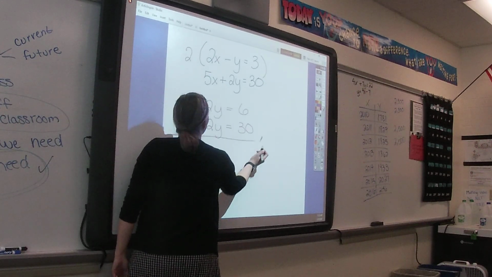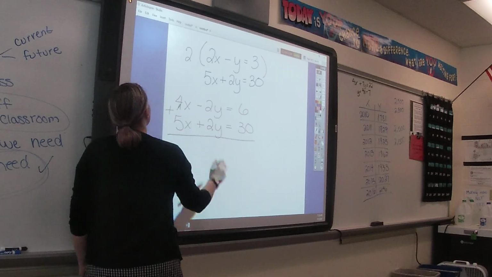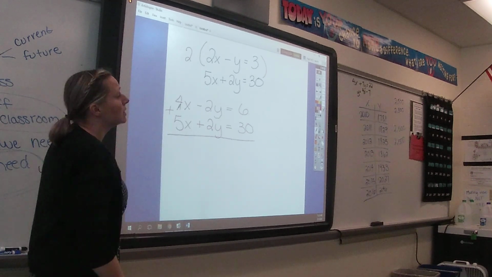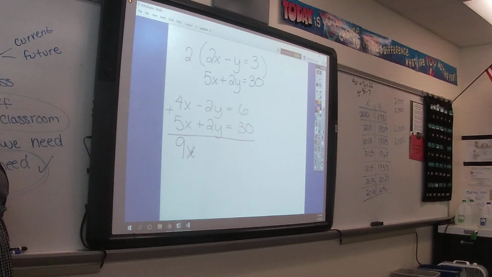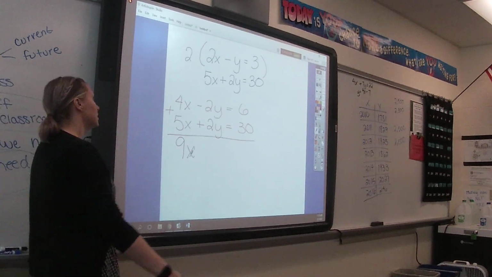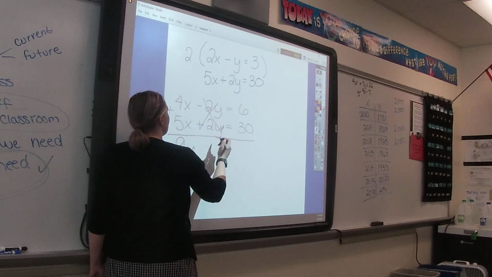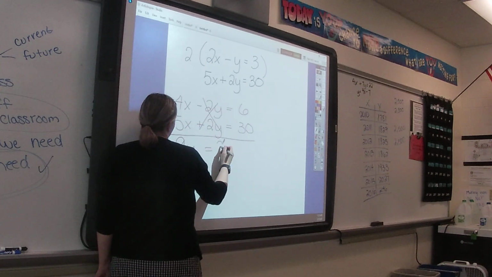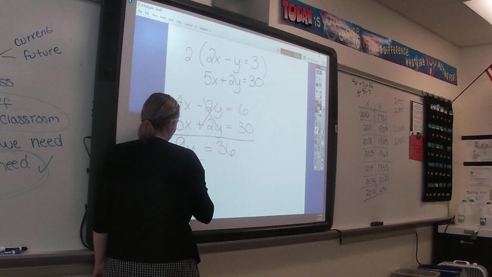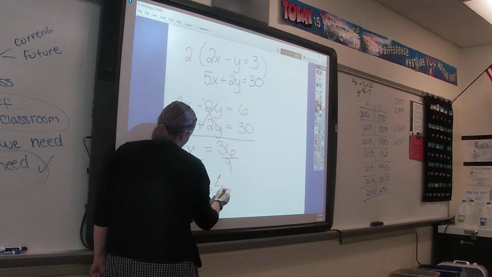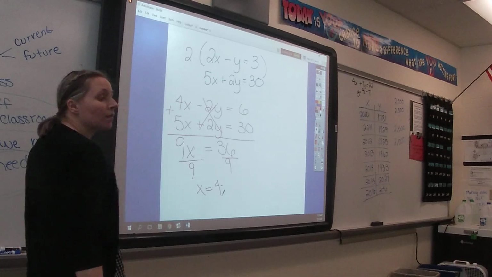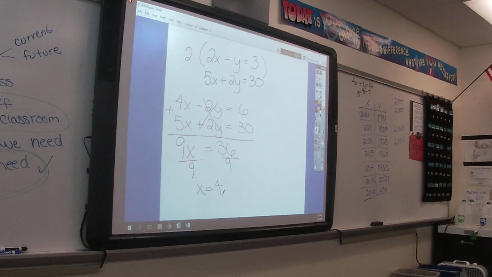Now are we good to add? Yep. So 4x plus 5x is 9x. Negative 2y and 2y is 0. 6 and 30 is 36. So x equals 4. Are we done with x equals 4? No. What are we going to have to do? Plug it back in.